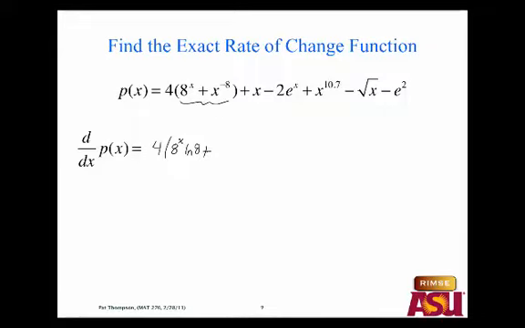Okay, what rule do we apply to minus 2e to the x? Constant multiple. It's going to be minus 2 times the derivative of e to the x. That's the one case where your derivative, your rate of change, is the same as the function. We just showed that. Okay, x to the 10.7.